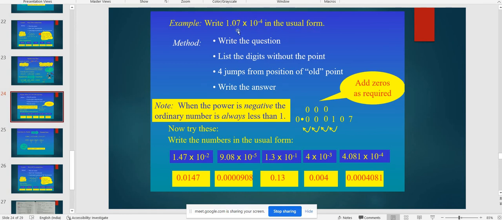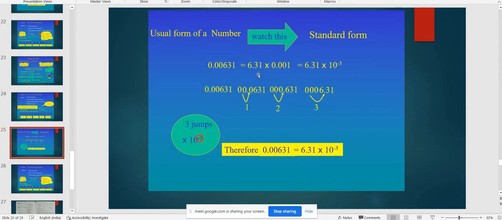So like that we can convert it into usual form. Write this in usual form. Similarly, 10 to the power minus 4. So on the left side 3 more 0s you have to write, and then you will get 0.001107.